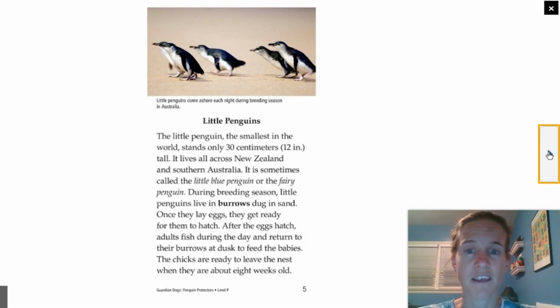Little penguins. The little penguin, the smallest in the world, stands only 30 centimeters, 12 inches tall. It lives all across New Zealand and southern Australia. It is sometimes called the little blue penguin or the fairy penguin. During breeding season, little penguins live in burrows dug in sand. Once they lay eggs, they get ready for them to hatch. After the eggs hatch, adults fish during the day and return to their burrows at dusk to feed the babies. The chicks are ready to leave the nest when they are about 8 weeks old.